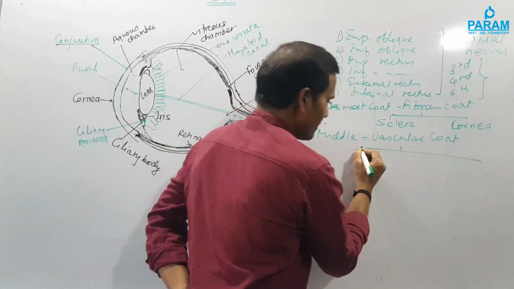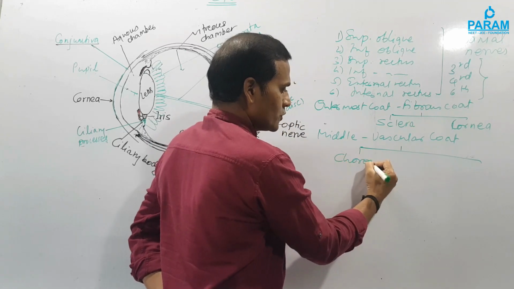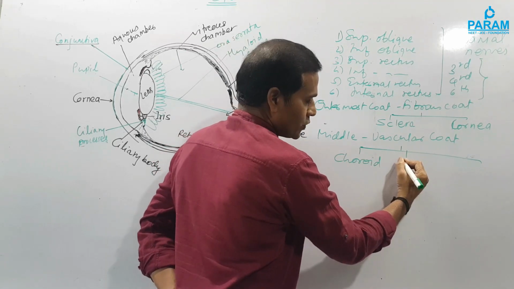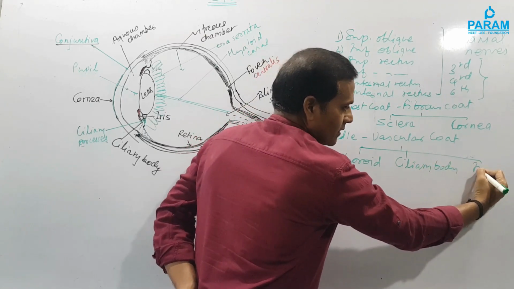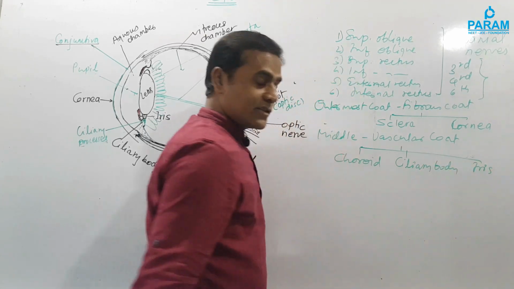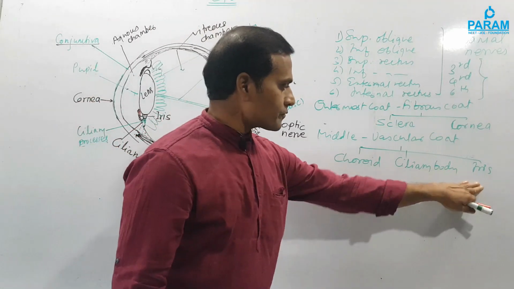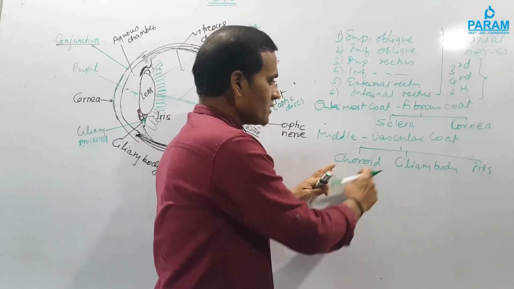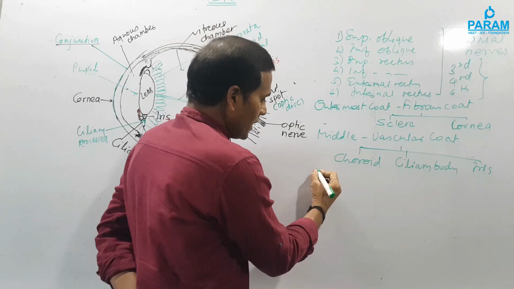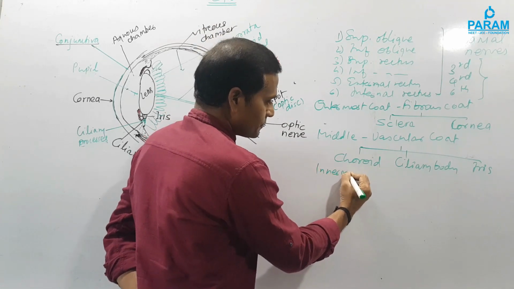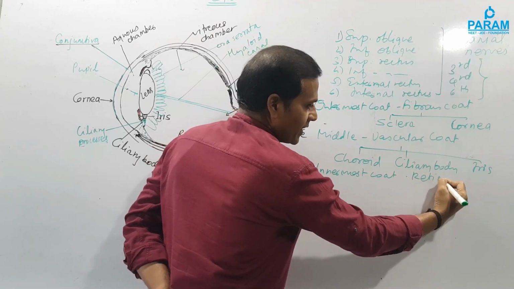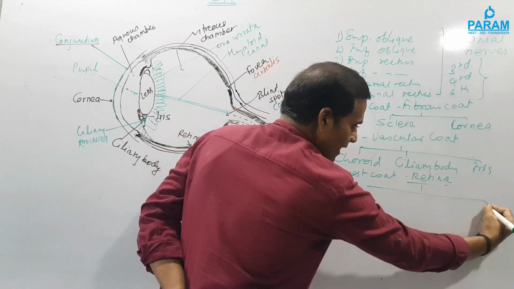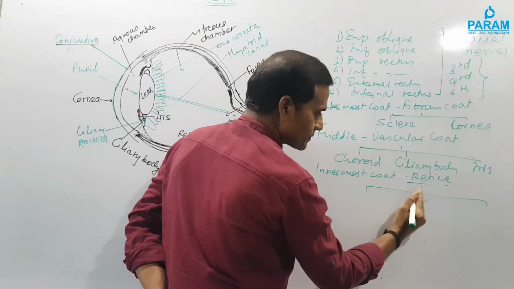Again it has 3 parts. First is your choroid, second is your ciliary body and last is the iris. These 3 structures make your vascular coat, and the innermost coat is termed the retina, and the retina has got 4 layers.